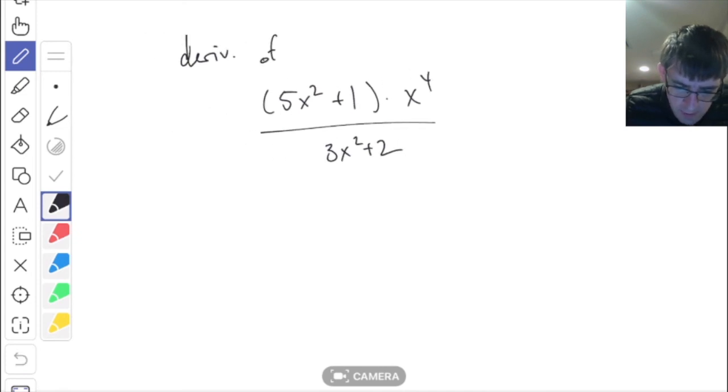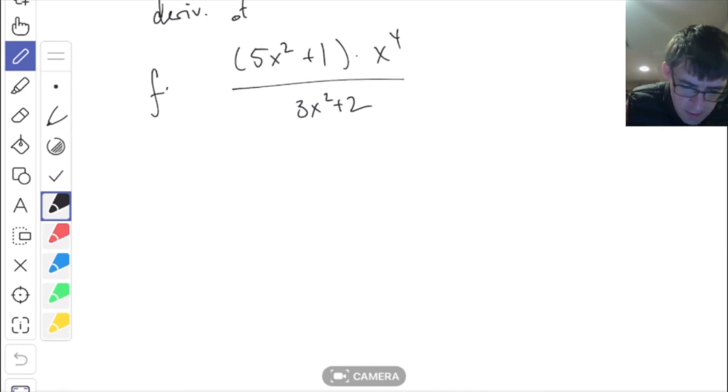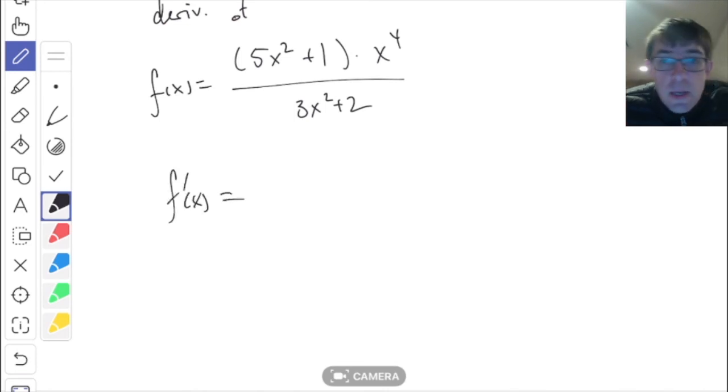So let's say this is f of x. The derivative will be f prime of x, and it's going to be the quotient rule. On the test, you have to have these things memorized: the quotient rule, the product rule, the chain rule. The quotient rule is the bottom times the derivative of the top minus the top times the derivative of the bottom, over the bottom squared. Don't worry for now about having to do something weird on the top with the product rule. You should just start writing the answer using the quotient rule.